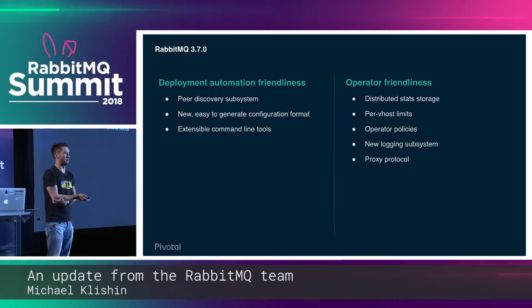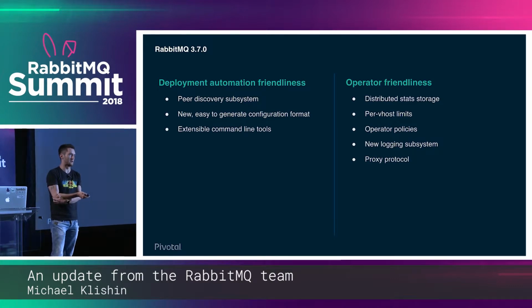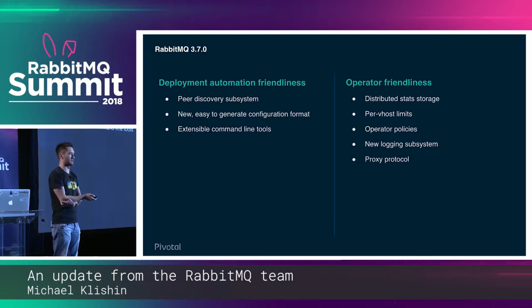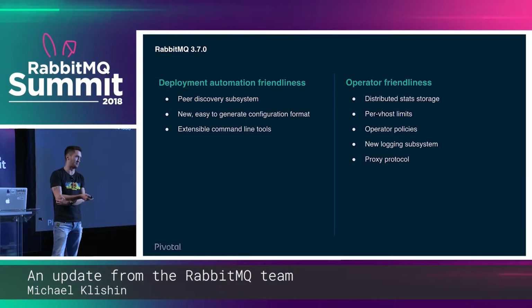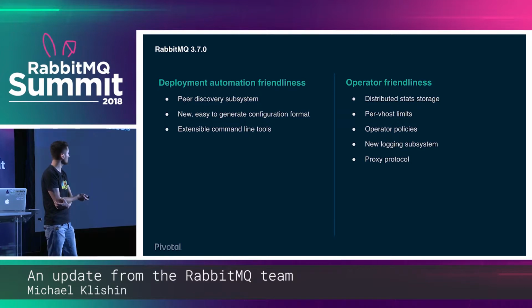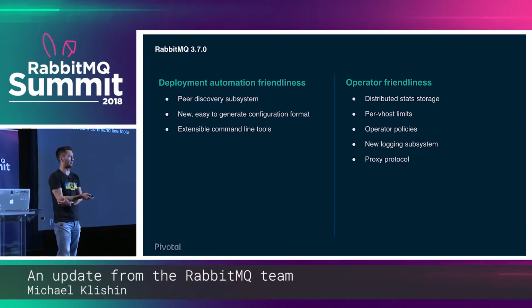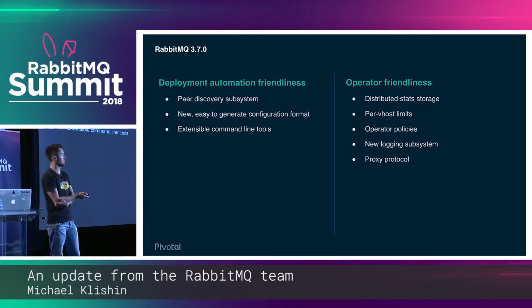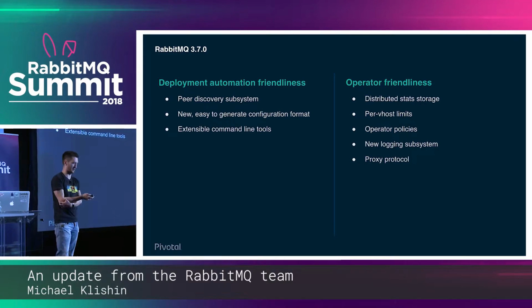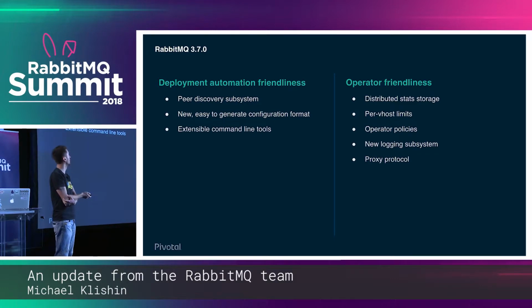So specifically, we have a new config file, which is, yes, easier for humans to use, but is also easier for machines to generate. We have a peer discovery subsystem, so in environments such as AWS or Kubernetes, you have to do very little for nodes to discover each other. We have stats that are stored on every node individually instead of just one node, which was a pretty easy way to overload your cluster.